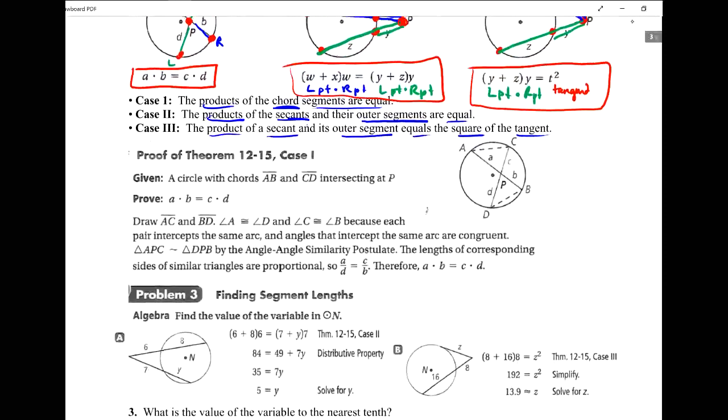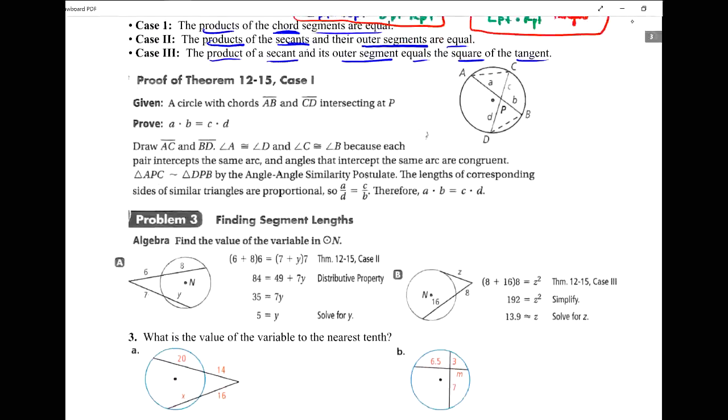The proof of this is actually kind of neat. You know, I enjoy proofs.